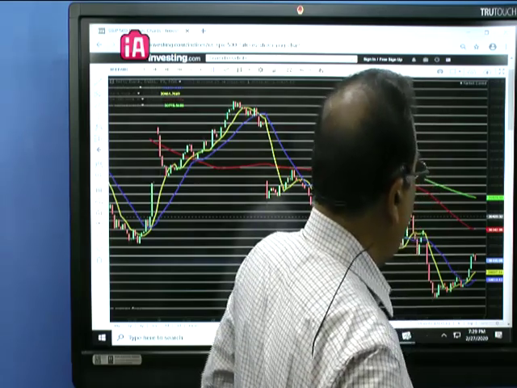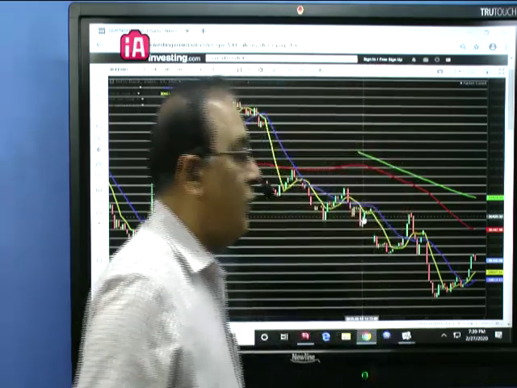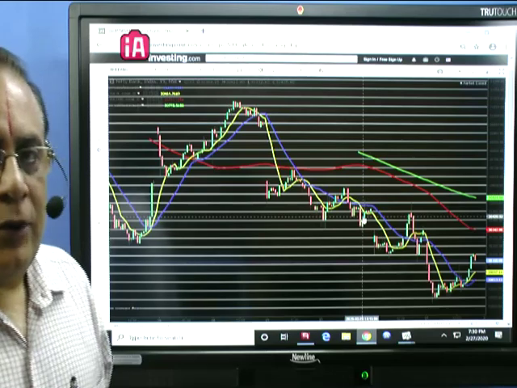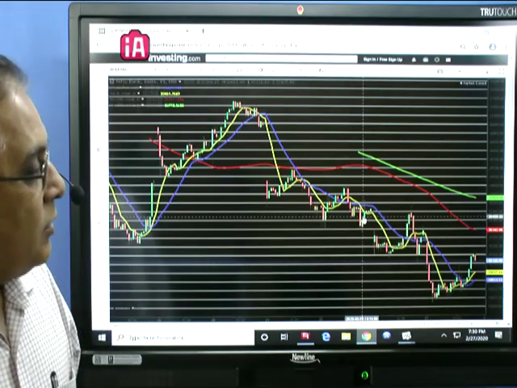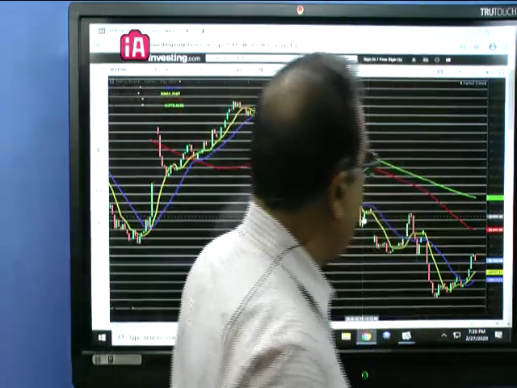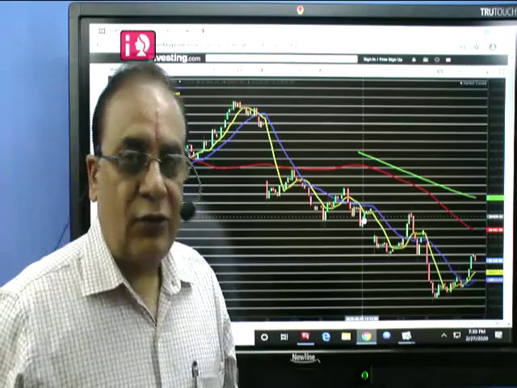So if it is going to fall below 30,050, then in that case you can go for a short. Keep today's high of 30,200 as a stop loss. You can keep just 30,200 as a stop loss and short the market if it is going to fall below 30,050.